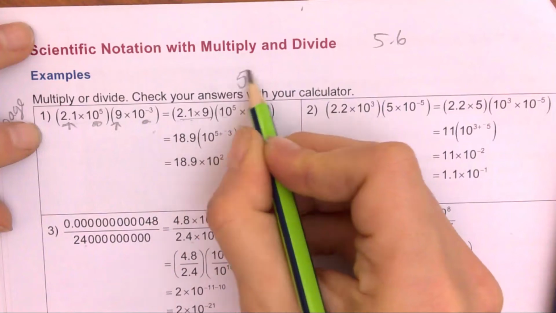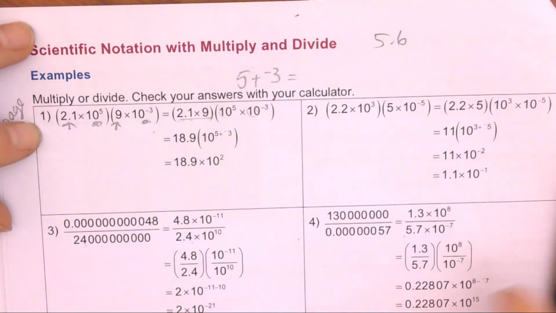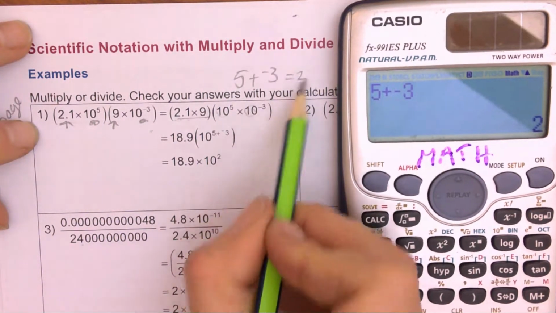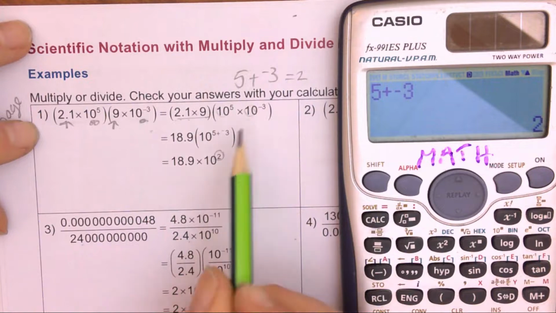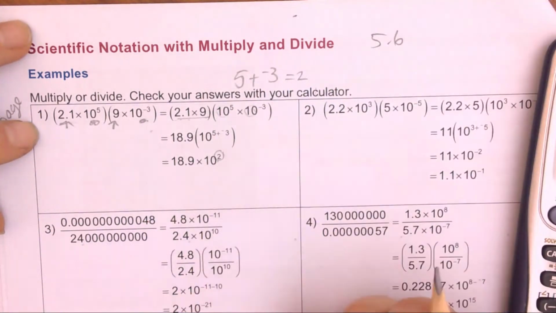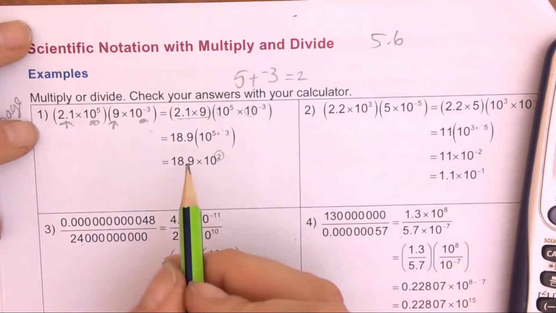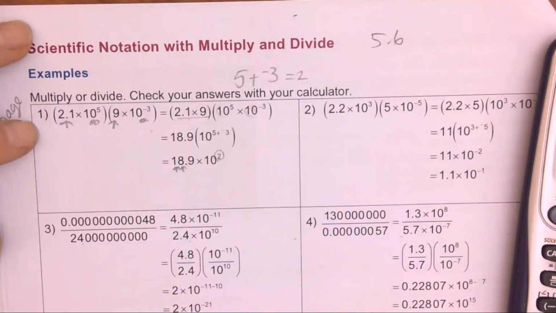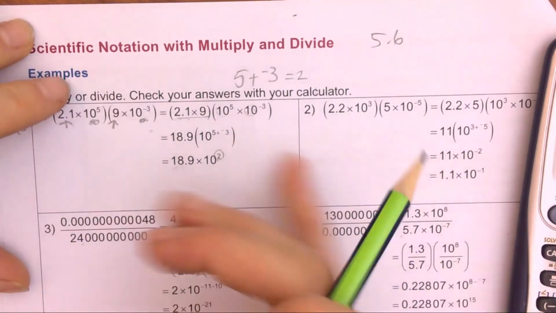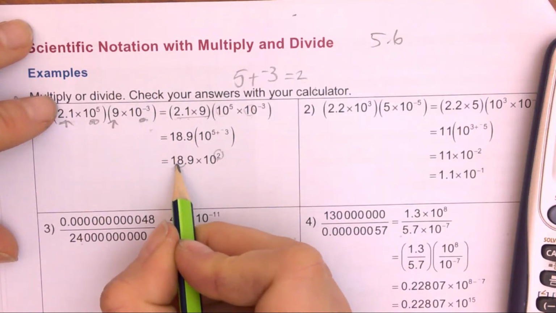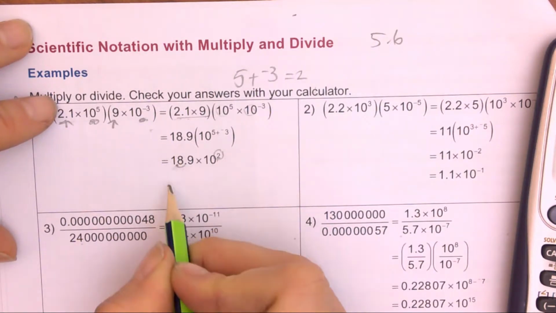So that's 5 plus negative 3. Let's check. What's 5 plus negative 3? 2. So the exponent on our power of 10 is 2. But now it's not in scientific notation because we have to have only one digit in front of the decimal. So we need to change it into scientific notation again. So I need to move this decimal so it's here in between the 1 and the 8.